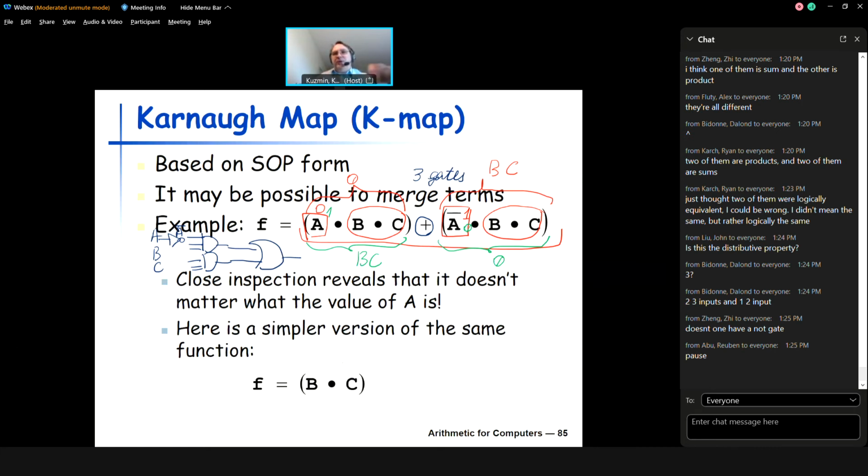As we were able to see, another formula that implements the same function is BC, and this is obviously just one gate. So our SOP form was clearly not the minimal; the minimal would use one gate. You could have achieved this result, F equals BC, from our original formula by applying laws and rules of Boolean algebra. As an exercise, please try doing that.